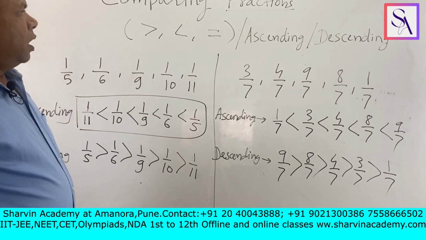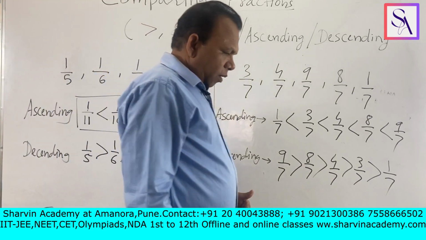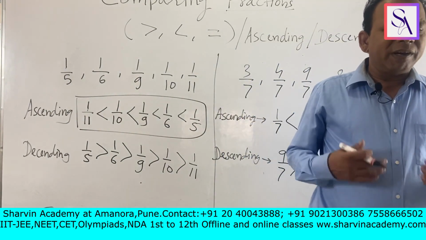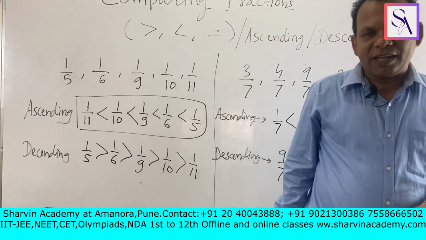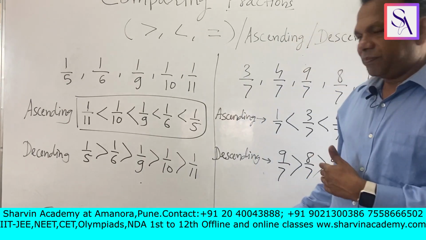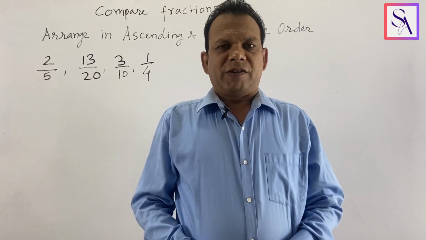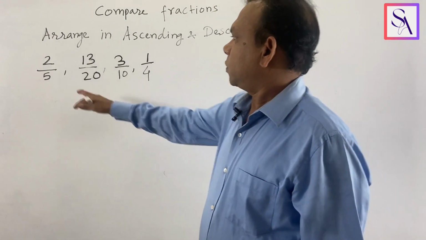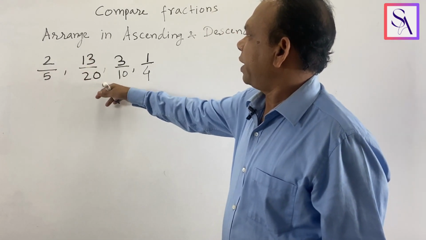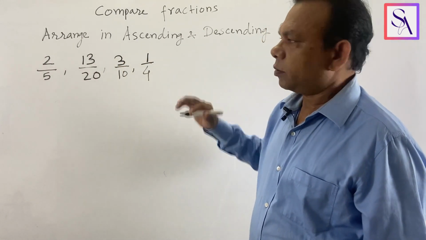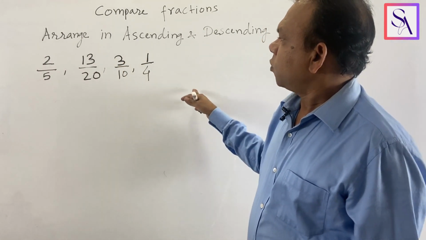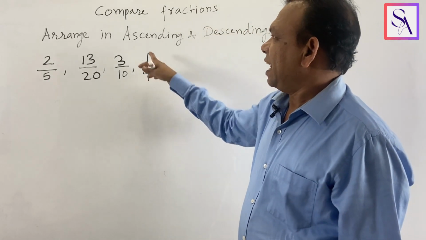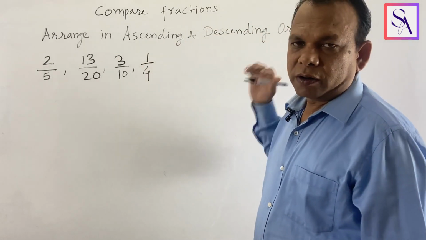Okay. Now we will see when numerators and denominators are different, meaning unlike fractions are there. In that case, how to write this? So, comparing fractions. We are going to take another example: 2 by 5, 13 by 20, 3 by 10 and 1 by 4. We have to arrange these 4 fractions in ascending and descending order.